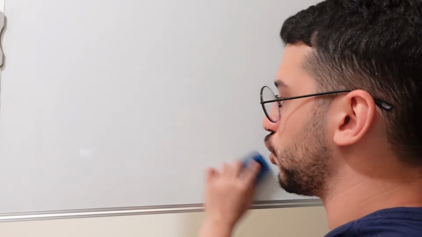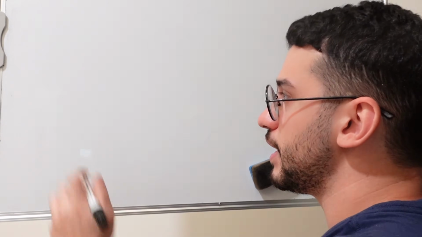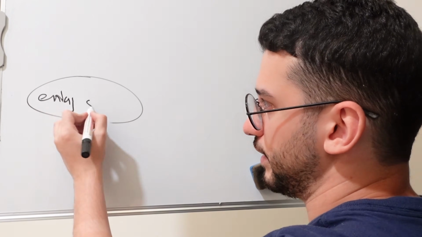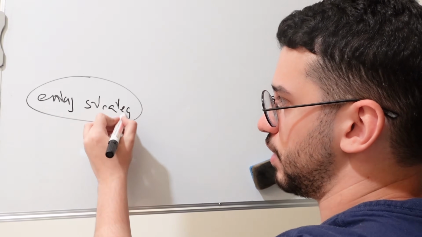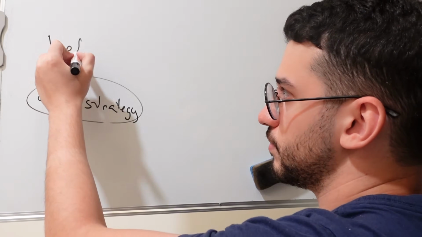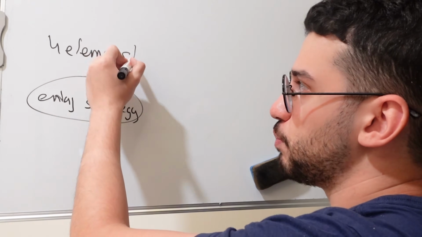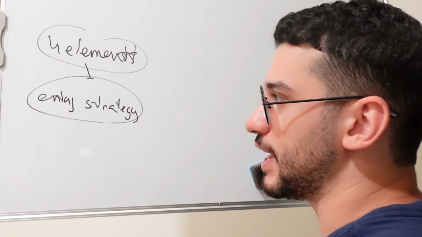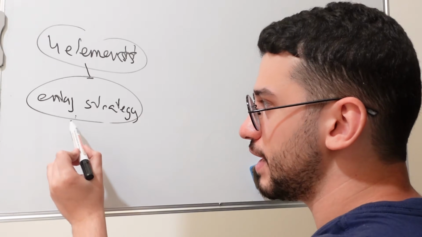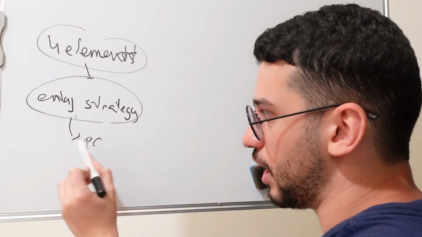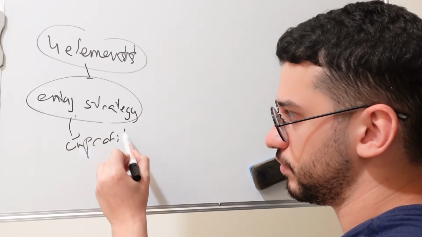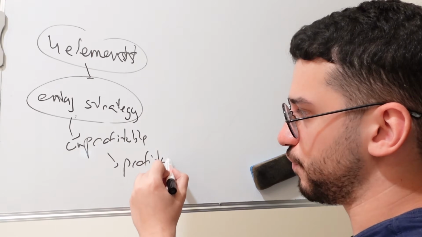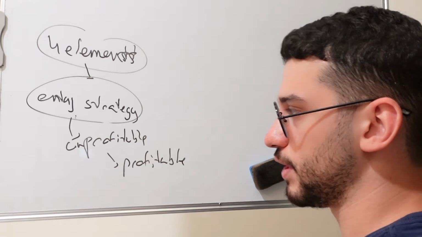So, long story short, this is what happens here. Any entry strategy that you find, there are 4 elements that, if manipulated correctly and if used correctly with that specific entry strategy, will turn that strategy from unprofitable to profitable. Now, what are those 4 elements? I'm going to tell you.